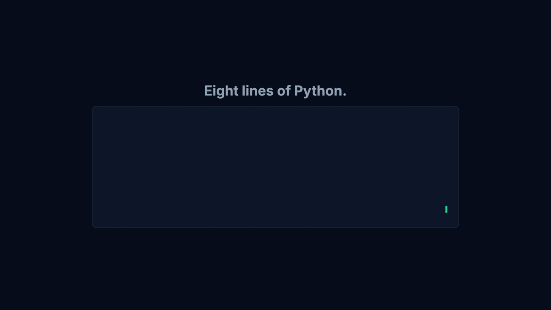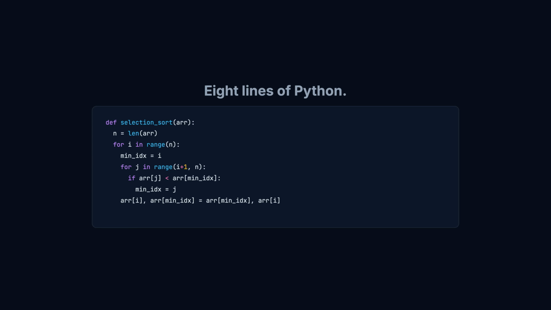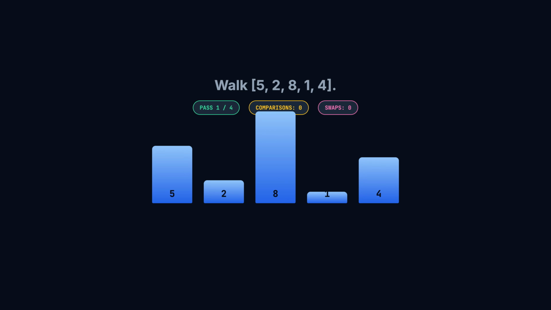Selection sort in 8 lines of Python. Define a function that takes a list. Outer loop, for i from 0 up to n. Start by assuming the current position holds the minimum. Track its index in a variable min_ix. Inner loop, for j from i plus 1 up to n. If r at j is smaller than r at min_ix, update min_ix to j. After the inner loop finishes, swap r at i with r at min_ix. Return the sorted list. Same list as bubble sort, 5 2 8 1 4, so you can compare directly.